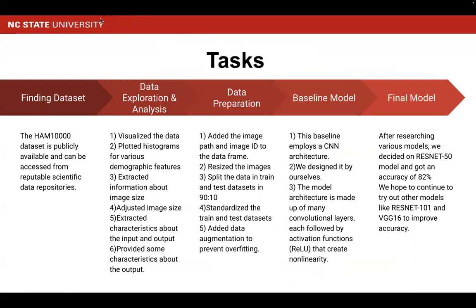We divided the data into training and test sets with a 90:10 ratio, and to prevent overfitting, we implemented data augmentation techniques. For the baseline model, we started by designing a custom CNN architecture with ReLU activation functions, which laid a solid foundation for further development. And after researching various models, we chose ResNet 50. This model achieved an accuracy of 82%, and we're excited to explore even more advanced models to improve accuracy.